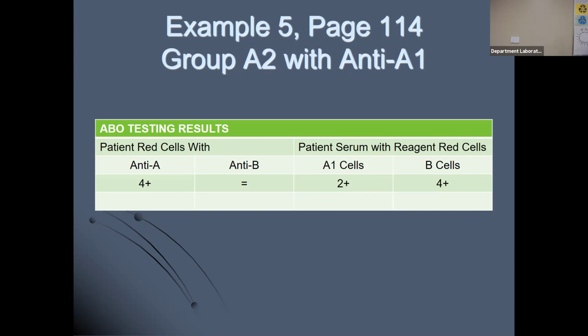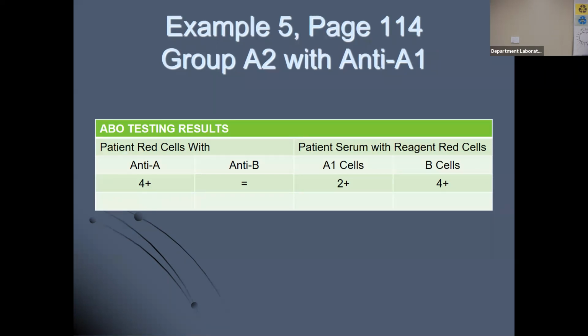Yes, definitely a subgroup of A. Okay, so you have to prove that. So what cells are you going to run? A2 lectin and A2 cells. Okay, anytime you run A1 lectin, you have to run A2 cells.